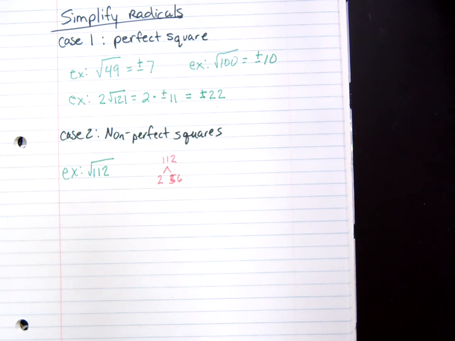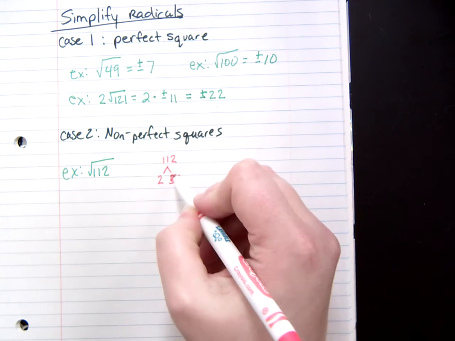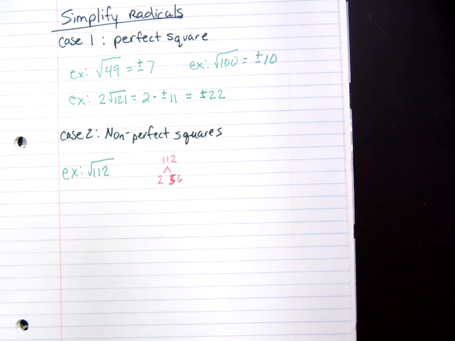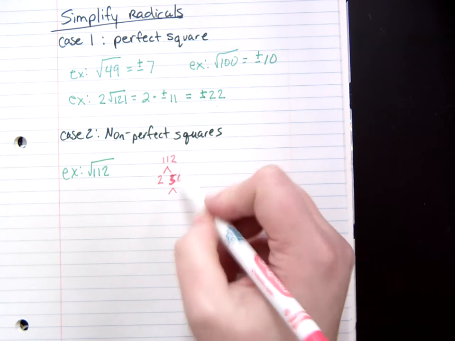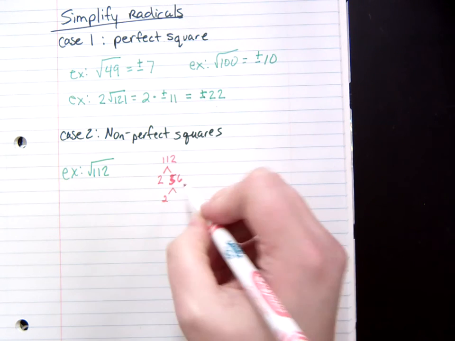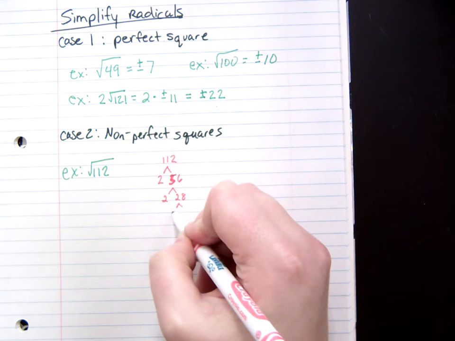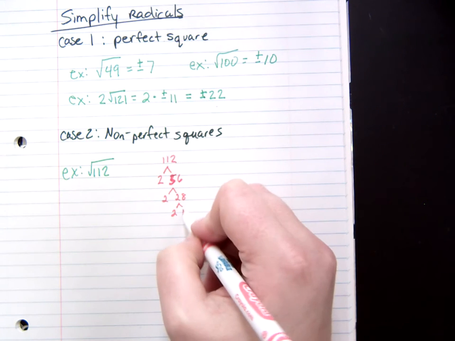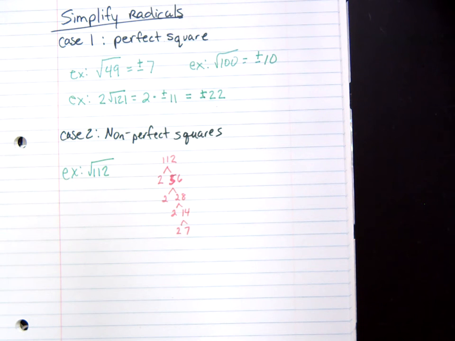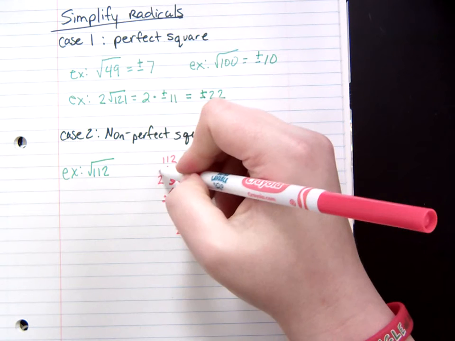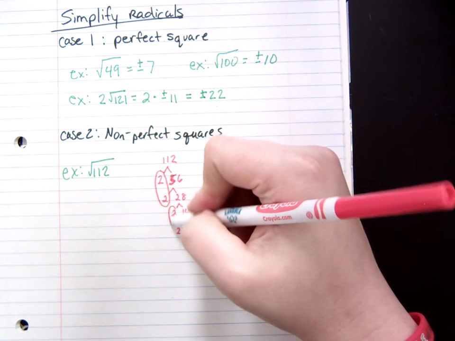Again, 56. You can probably think of a couple of numbers it's divisible by, but I tend to choose the smallest one because it makes my factor tree a little bit neater. So the smallest one that I know divides evenly into it is 2. It's 2 and 28. It's still even, so it's still divisible by 2. That's 2 and 14, which is 2 and 7. Now what you're going to be doing is pairing them off. I got a pair of 2's here and a pair of 2's here.